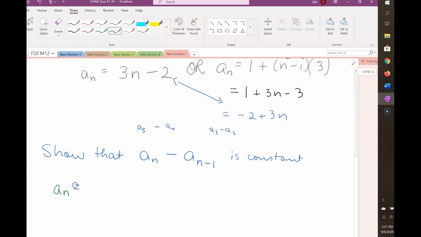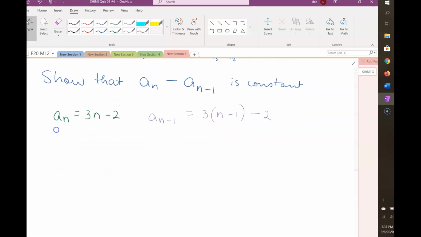So a sub n says put n, multiply it by 3, and subtract 2. So a sub n minus 1 says take n minus 1, multiply it by 3, and subtract 2. So this works just like a function. It says whatever the subscript is, multiply that by 3 and subtract 2. So now let's see what a sub n minus a sub n minus 1 looks like. It's 3n minus 2 minus 3 times n minus 1 minus 2.